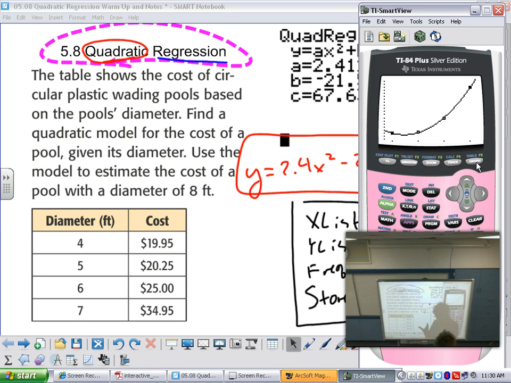Obviously, even though this is the second time this year that we've gone through steps like this, this is something that you probably need to go back over and review. You can then use this equation to find all kinds of things.